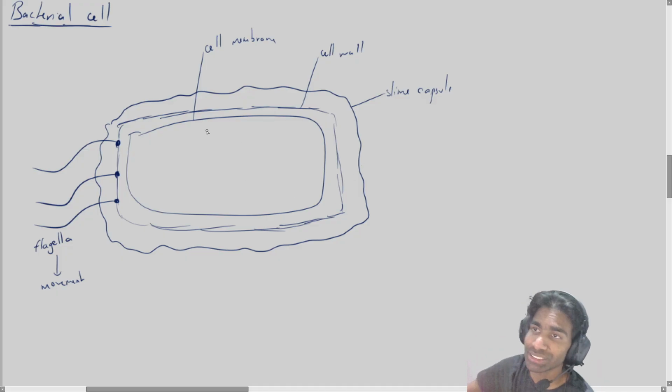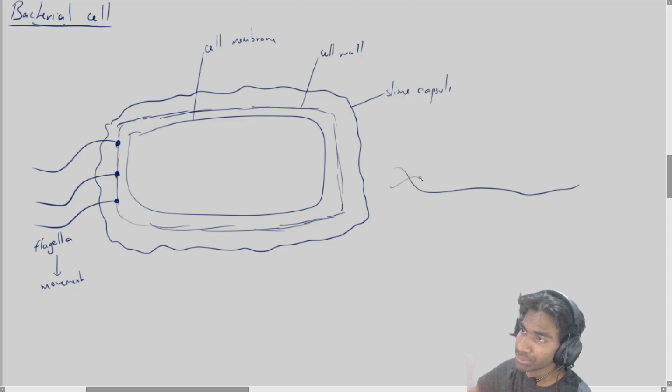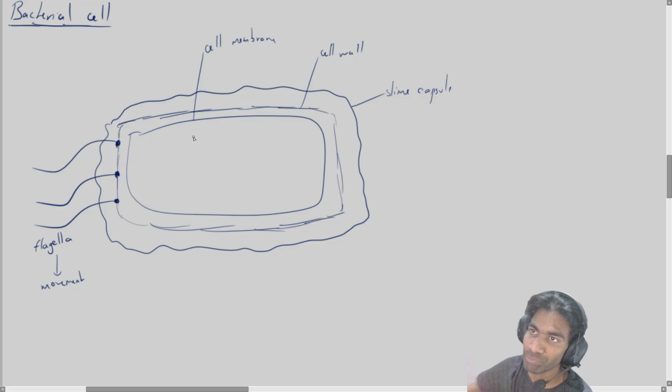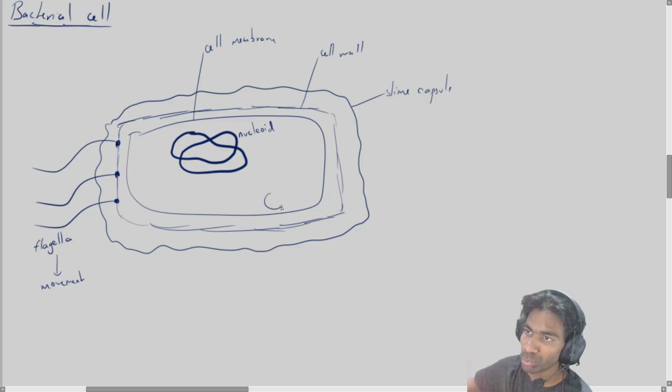Some of the key features are the DNA of the bacteria. For us and plants, the DNA is usually linear, so it starts like this and winds around like that. That's what the DNA looks like. However, in a bacteria, the DNA is actually in a loop. We call this loop the nucleoid. And there are some more loops of tinier pieces of DNA in the bacteria, which we can call plasmids. So these are circular rings of DNA.